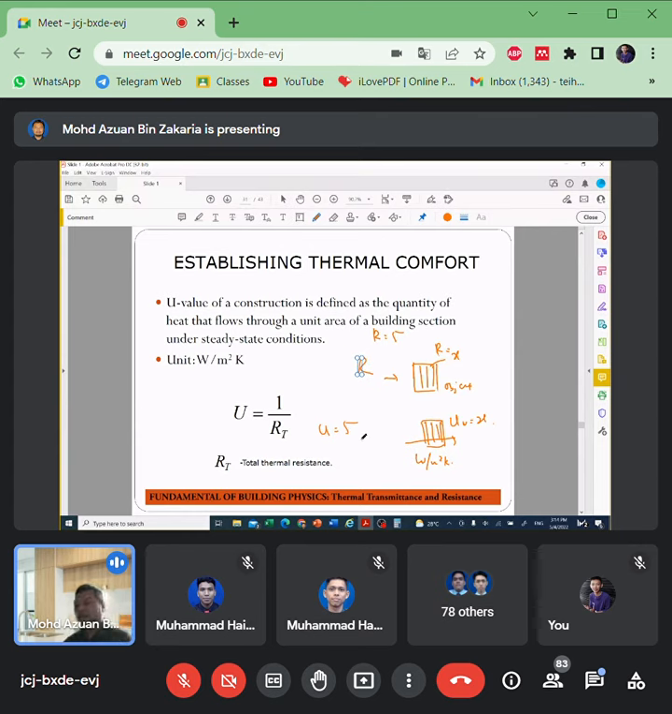Normally, if you find a catalog of material, for example glass, in terms of building specification, we will use the term U value. What is the U value of the wall? What is the U value of the door? What is the U value of the windows? So normally we want to use U, but to get U value, we need to find R value first. Then let's look back at this question.